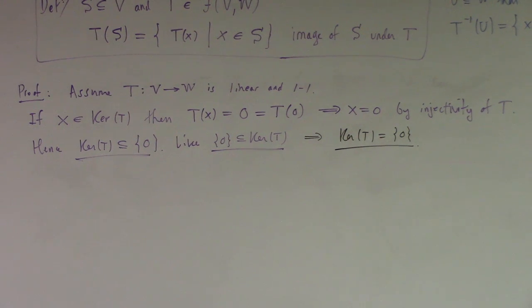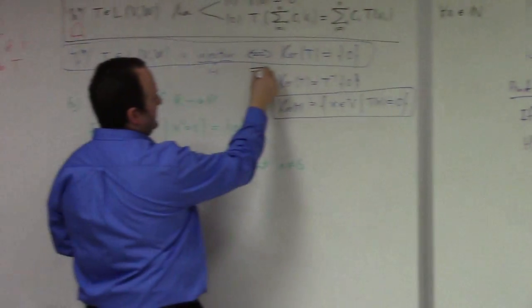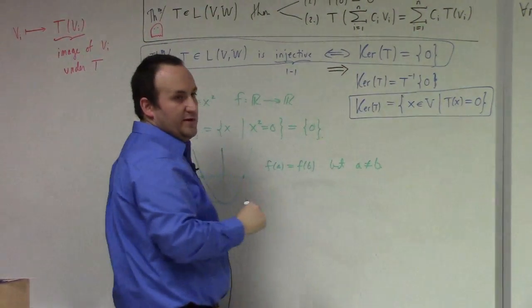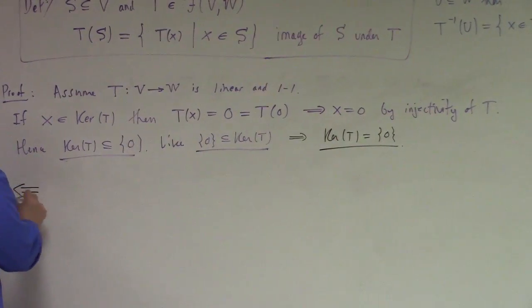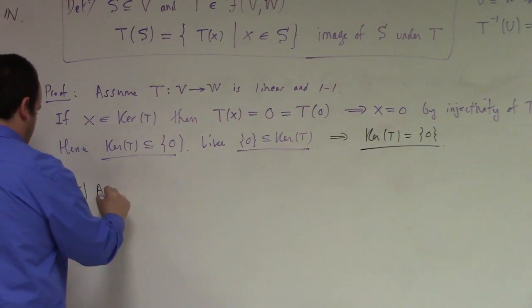Well, what did we just do? We just did this much, right? We did the forward implication. Now we need to reverse this. How about the other direction? Assume the kernel is 0.